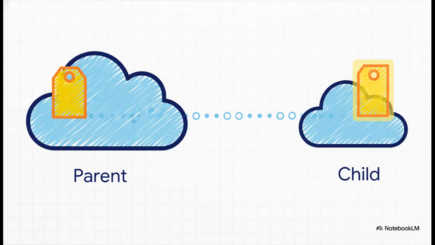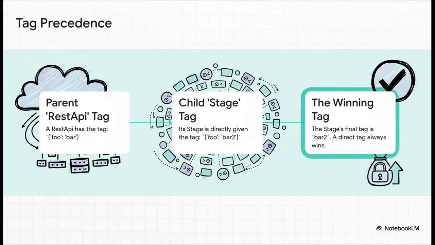Now for a really cool but slightly tricky concept, tag inheritance. In some cases, tags you put on a parent resource can get passed down to its children. But, and this is a big but, there's a critical rule about how this works that you absolutely have to understand. Let's walk through it. Imagine your main API has a tag, foo.bar. Its child, the stage, automatically inherits this tag.